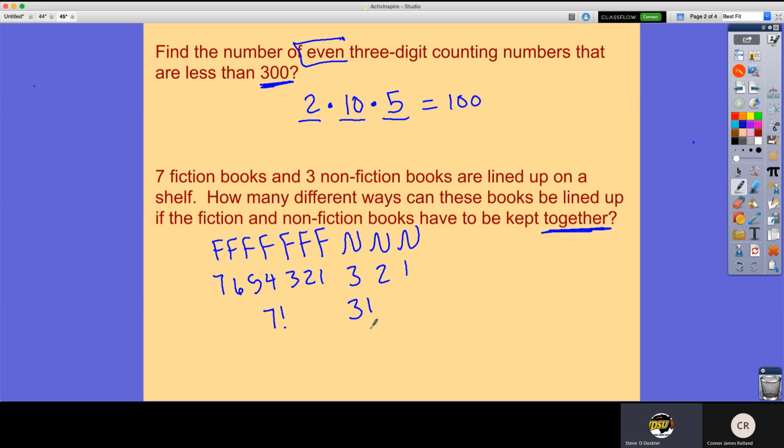Which one? I heard both. Why is a multiply? Yep. There's our important word there. So we've got 7 factorial times 3 factorial. I don't remember what that is. Thank you. 30,240. All right. Is that our final answer?